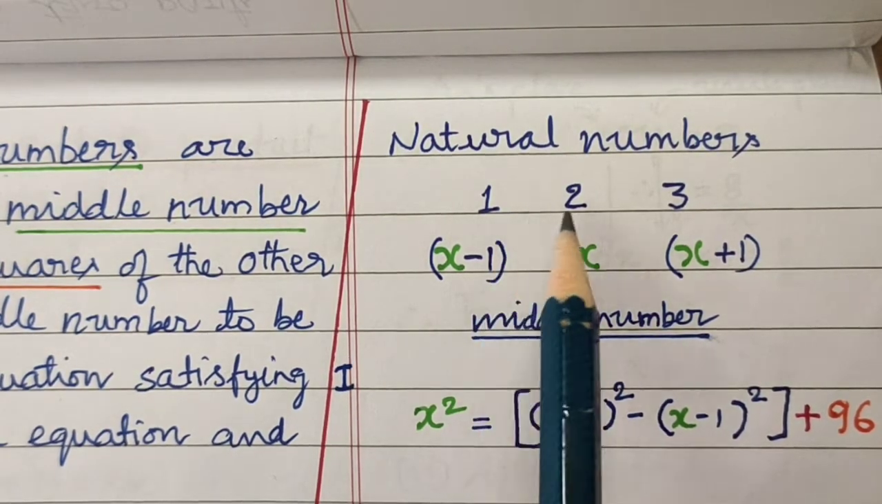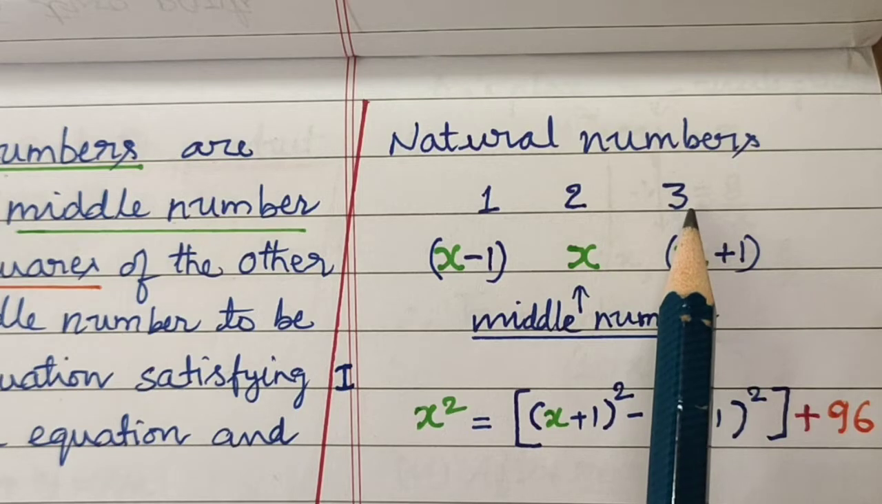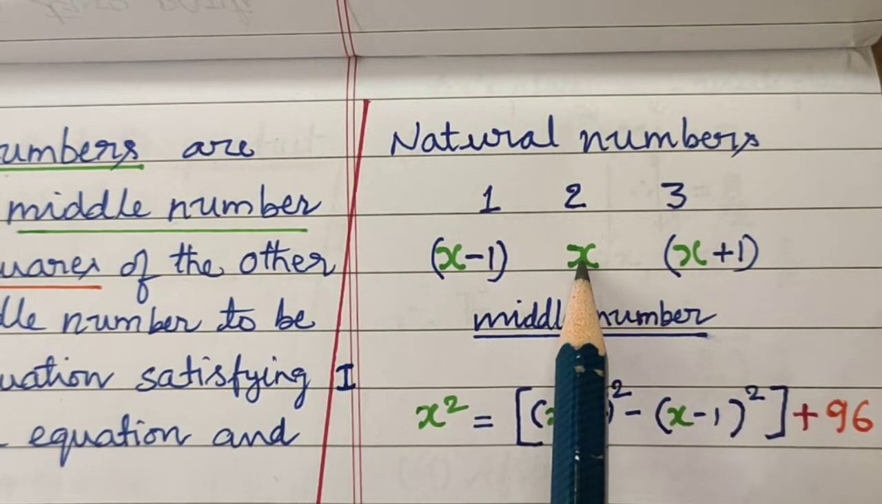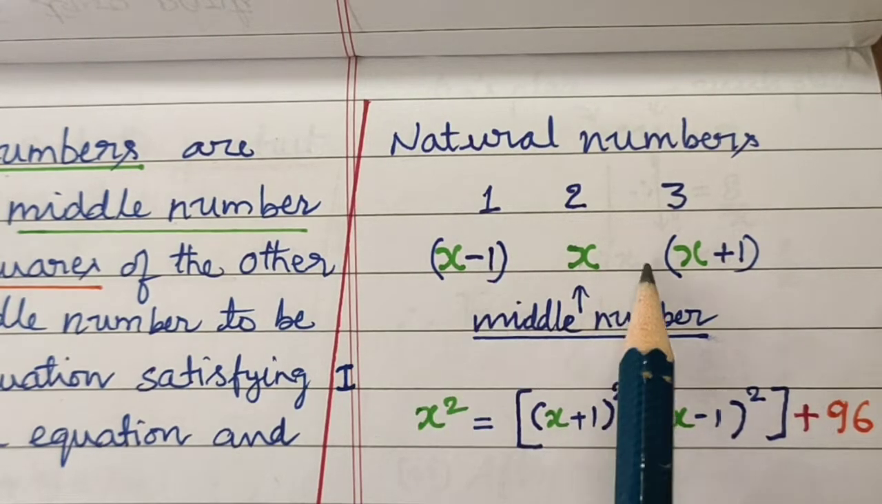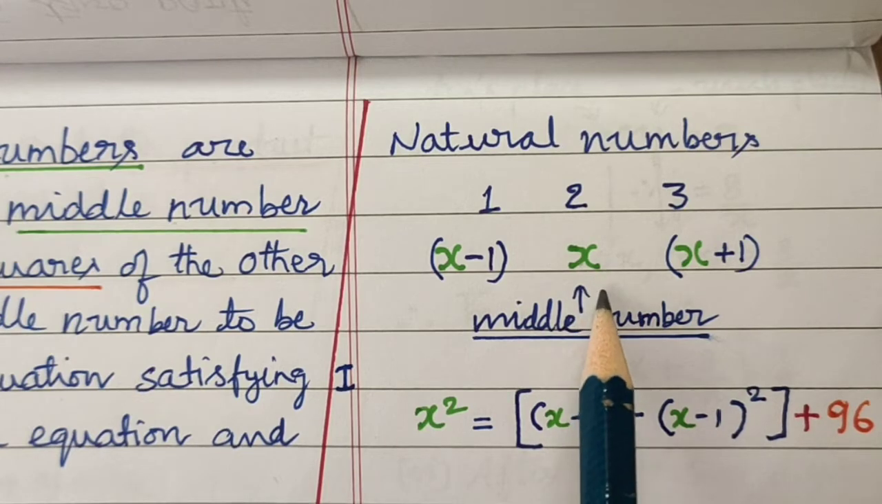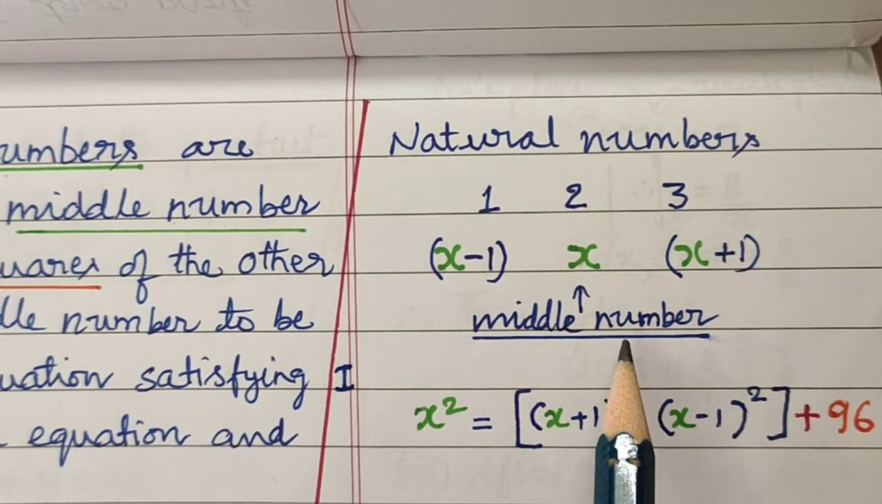If you consider 1, 2, 3 as consecutive natural numbers, and we take the middle number as x, then the previous number is going to be x minus 1 and the next number is going to be x plus 1. What is the condition they are telling?